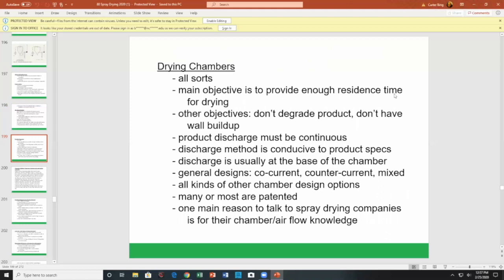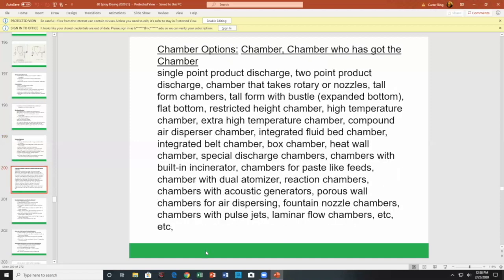Main objective is to provide enough residence time for drying. Don't degrade the particle, don't have wall buildup. Product discharge must be continuous. Discharge method is conducive for product specs. Discharge is usually at the base of the chamber. General designs, co-current, countercurrent, mixed, all kinds of other chamber options are available. Many are patented. One main reason to talk to spray drying companies is for their chamber airflow knowledge. And chamber, who's got the chamber?